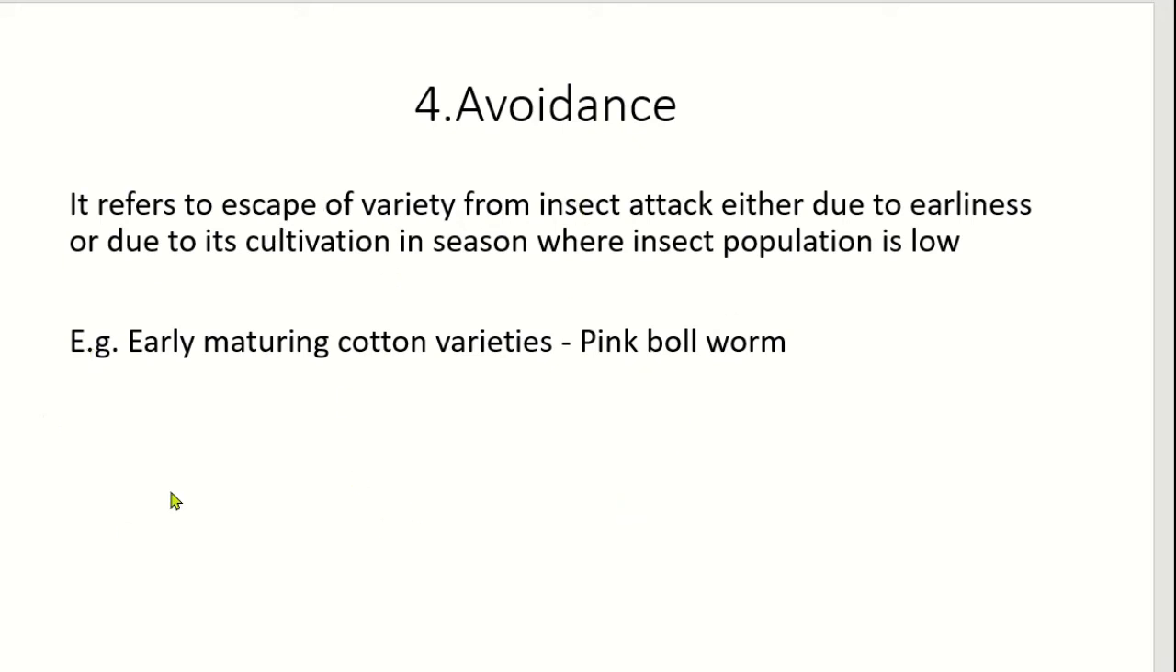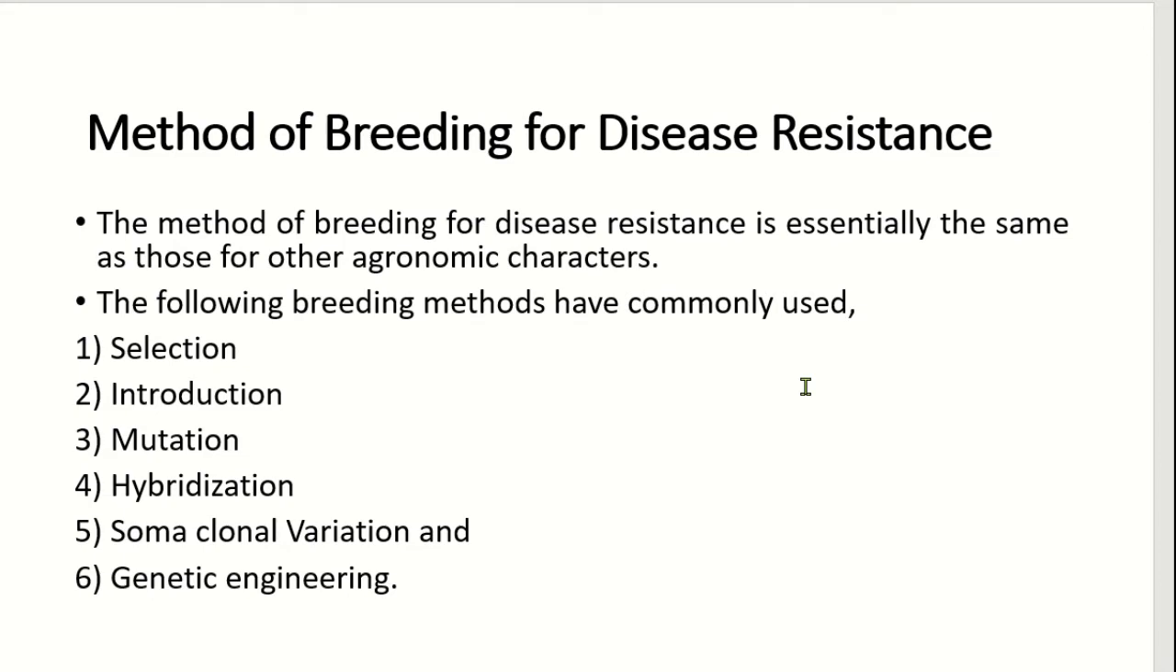Not only this, in case of disease also, there is the example of tikka disease. If you harvest the groundnut well before the late rabi season, you can avoid tikka disease in groundnut. One more example is also given here: early maturing cotton varieties. If you harvest cotton well in advance of pink bollworm, you can avoid bollworm also.